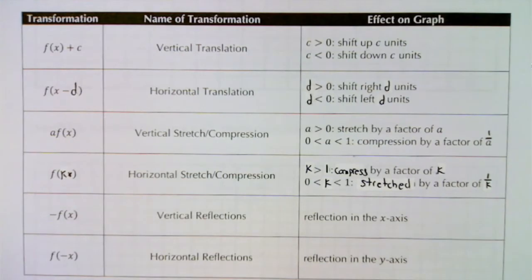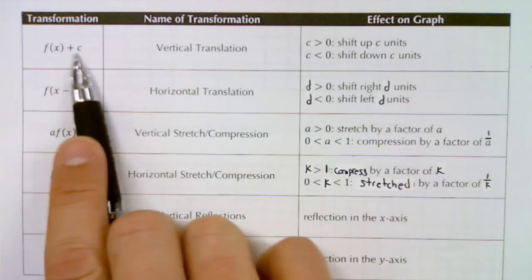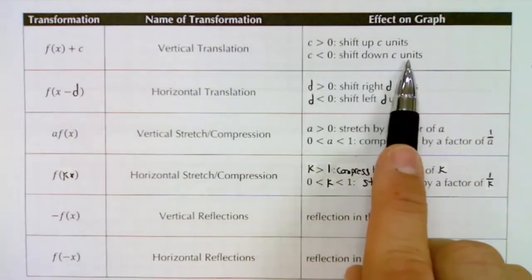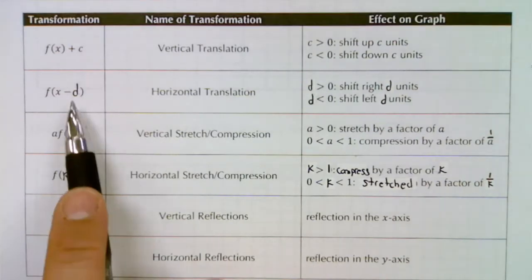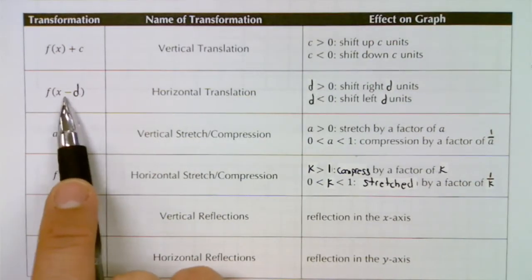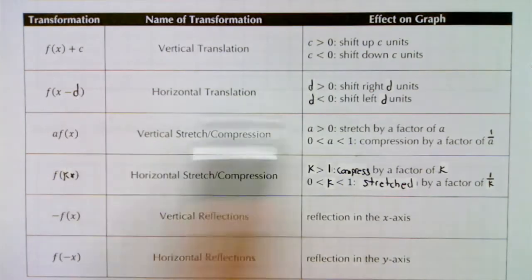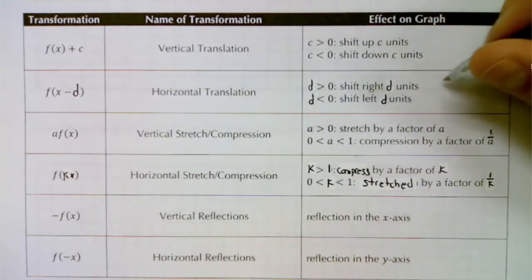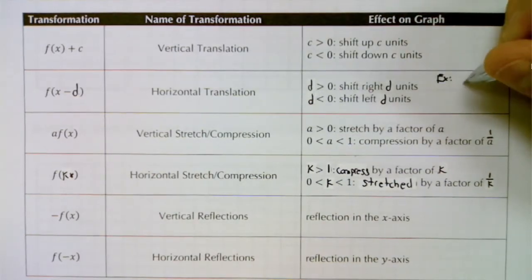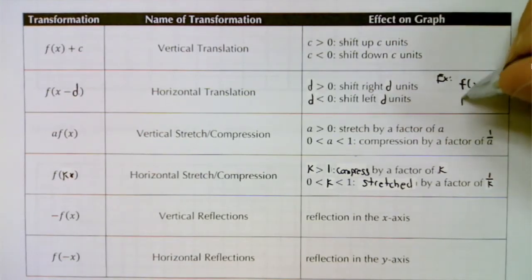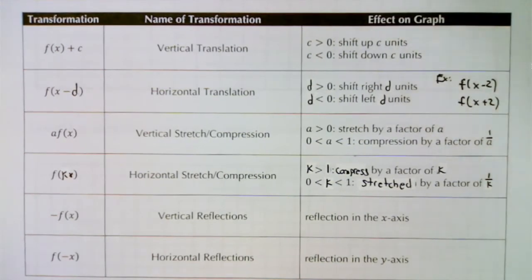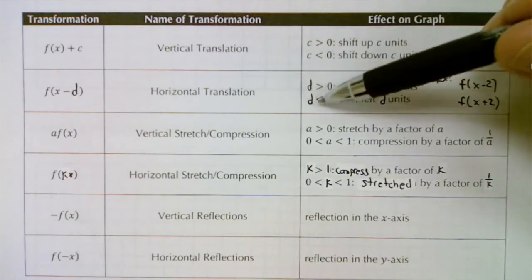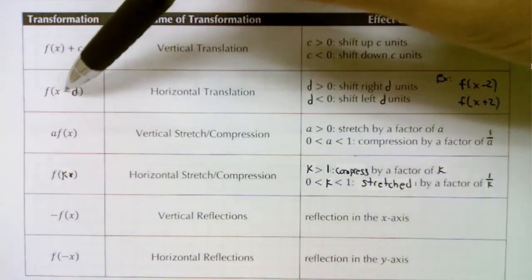Here are all the types of transformations and when they will be each type. So that C value that's being added outside the function, if it's positive, we're going up. If it's negative, we're going down, the way you would expect. For D values, since the base function has x minus D, they'll appear as the opposite. So if D is greater than 0, if D is a positive number, we will shift to the right. And that would look like, for example, f of x minus 2. That would be 2 to the right. If it said f of x plus 2, that would be 2 to the left because the D value must have been negative, because we would be subtracting a negative, which is like adding.